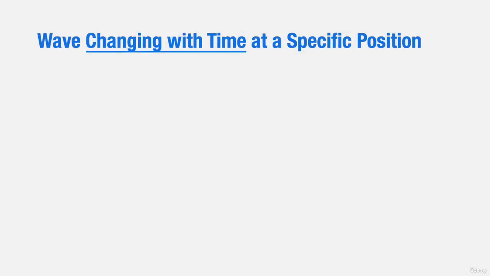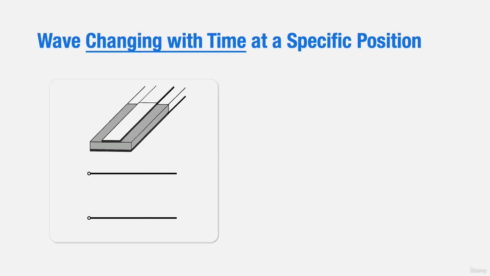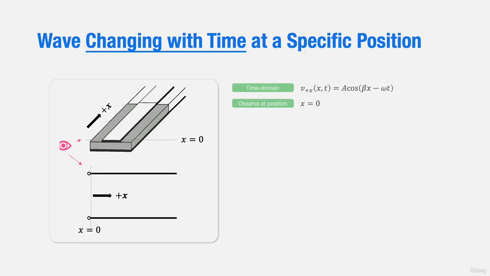Let's take a look at how a wave propagates over an infinite lossless line. Suppose we have an infinite line that begins at x equals 0 and extends infinitely in the positive x direction. The voltage wave propagating in the positive x direction is given by A times cosine(beta x minus omega t).